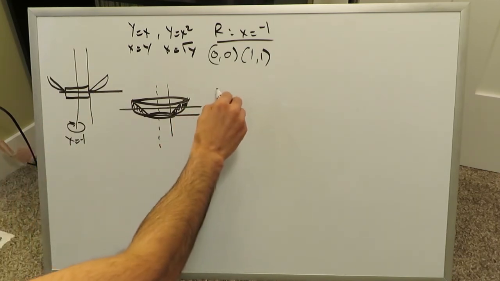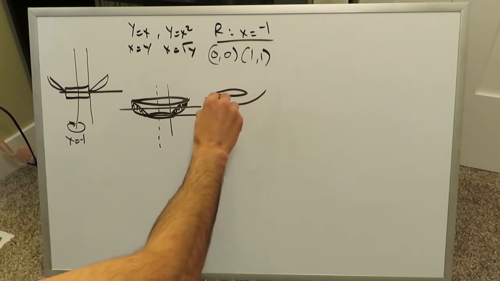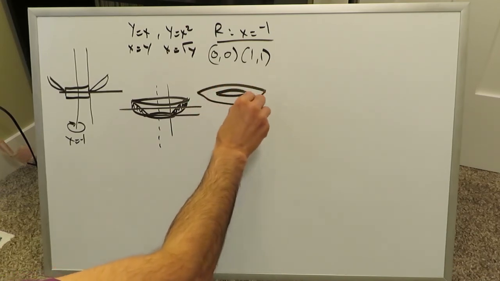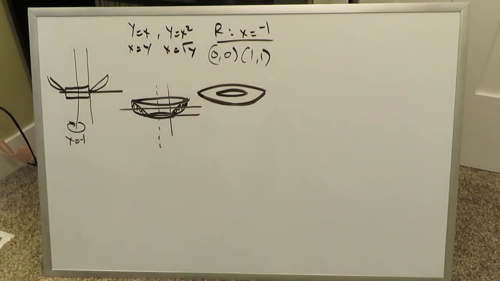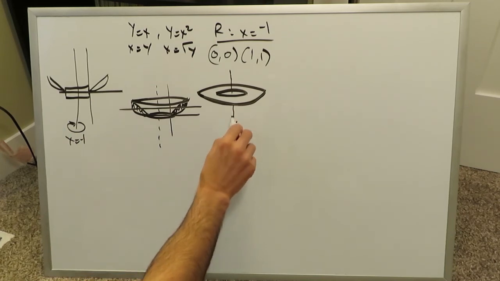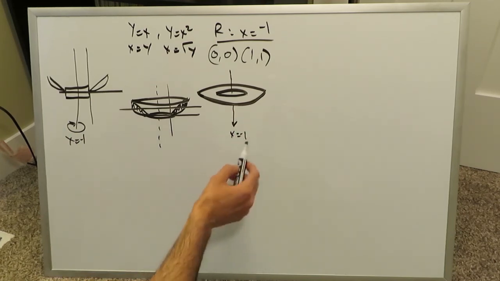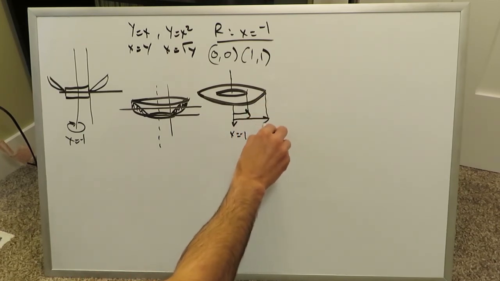A horizontal slice will give you a donut-shaped ring, or as we call it in textbooks, a washer. A washer cross-section has inner and outer radii measured always from your line of axis, which is x equals -1. Your inner radius goes to this first part and your outer radius to this other part right over here.